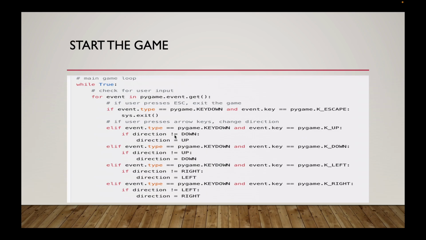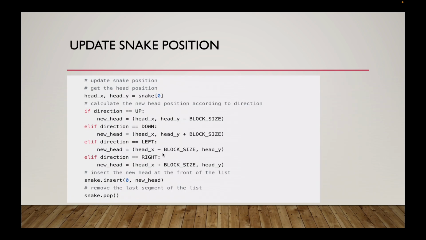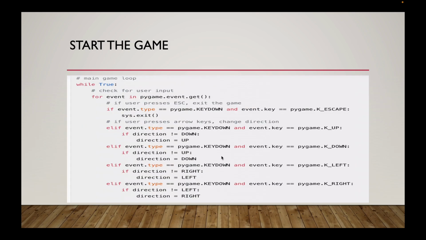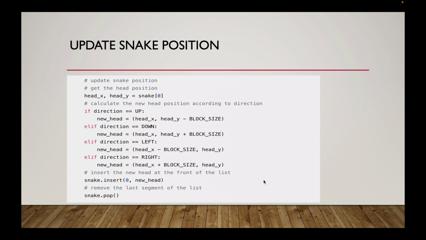We will move our snake upwards. Same as here, if the key is down and the direction is not up, our snake will move from right to down or left to down. So this is what it is. Same as here, we are doing for left and right. Let's go to the next slide.